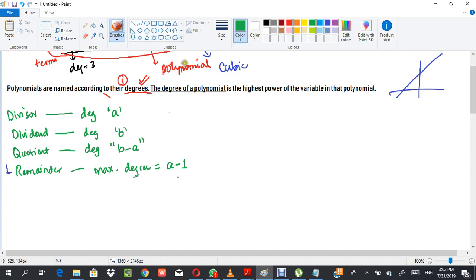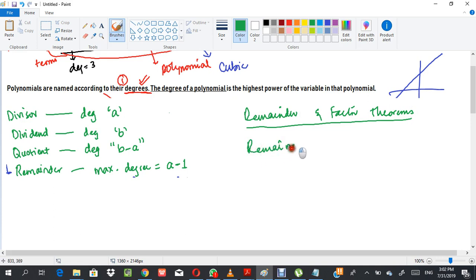Now let's come to the remainder and factor theorems. The first thing to remember about these theorems is that let's talk about the remainder theorem first, because the factor theorem is basically a small extension of the remainder theorem only. The remainder theorem basically is a method of giving you just the remainder when a polynomial is divided by a linear divisor.